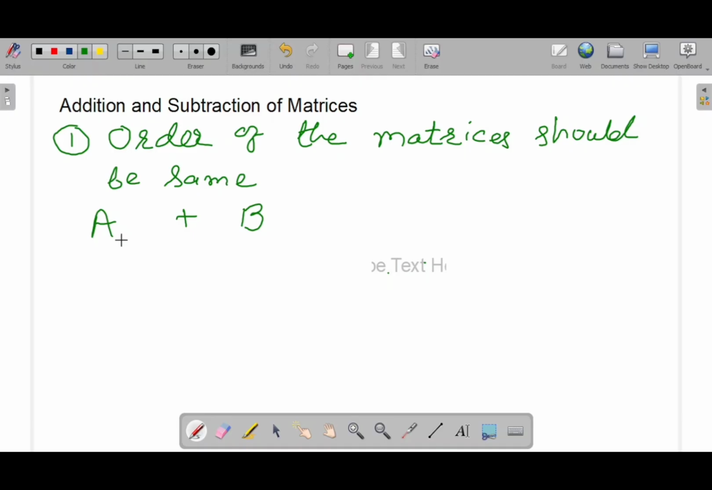If the order of matrix A is 2 by 1, then the order of matrix B must be 2 by 1, and as a resultant matrix you will also get a matrix C which has the same order. It's very important to check the orders of matrices before we start their addition. Similarly, for subtraction also, you can subtract the matrices if their orders are the same.